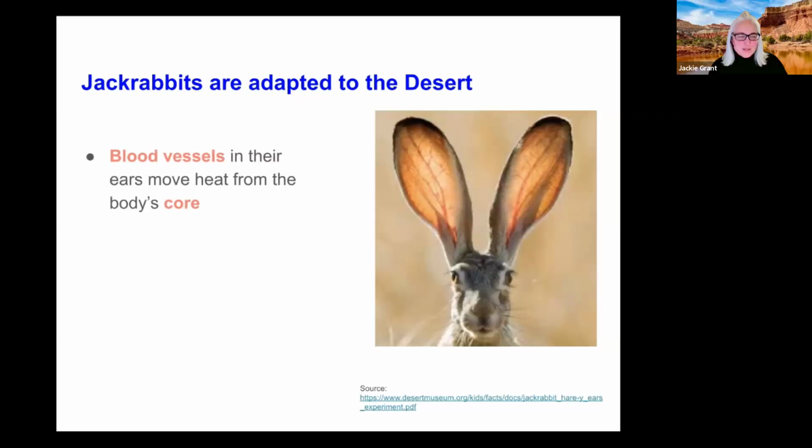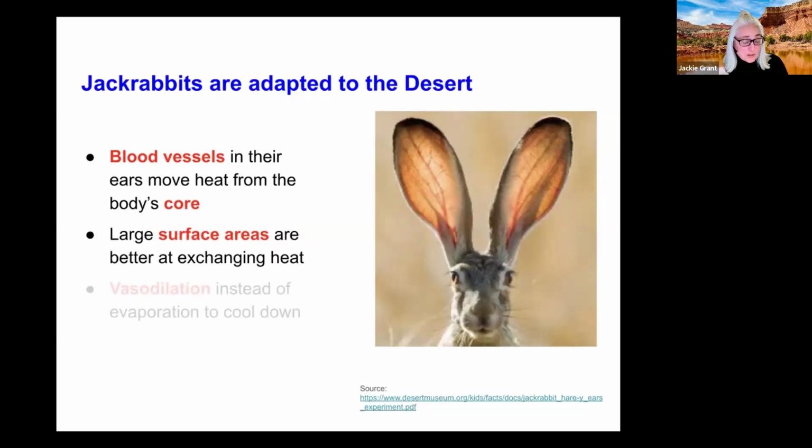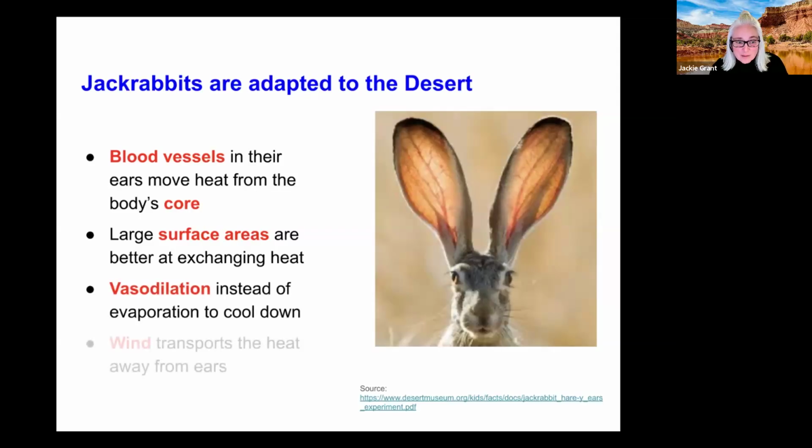All right. So jackrabbits are definitely adapted to living in the desert. And they're one of those animals that live in many different types of deserts. They have those blood vessels in their ears, which you can see pretty well in this particular photo. And those blood vessels help move the blood that carries heat from the core of the rabbit's body into the ears, where then it can be dissipated into the environment. So these ears are big surface areas. The bigger the surface area you have, the more heat that you can lose very quickly.